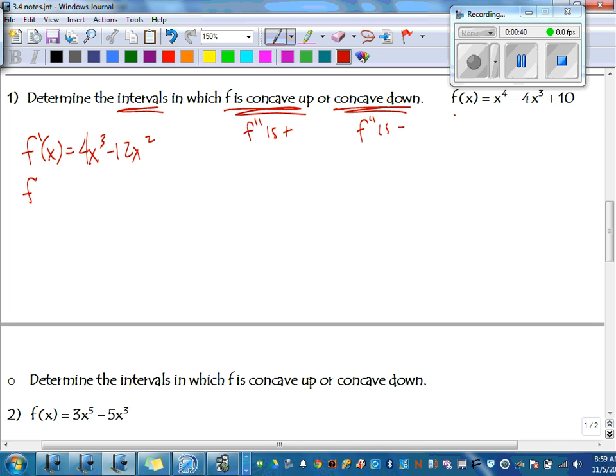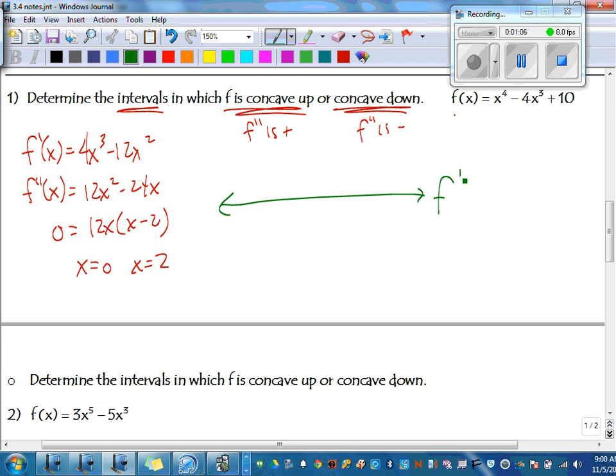But we need to deal with the second derivative for concavity. So second derivative, we get 12x squared minus 24x. We want to know when that's equal to 0. Well, we can factor 12x out of both terms, and we end up with x minus 2. So we get two values where the second derivative is 0: x equals 0, and x equals 2.